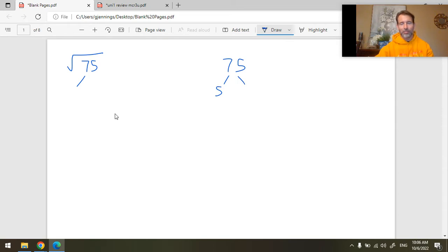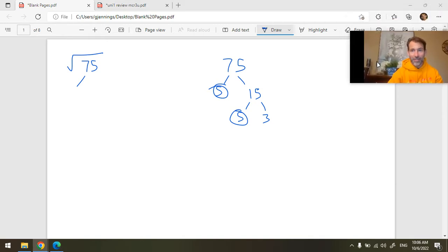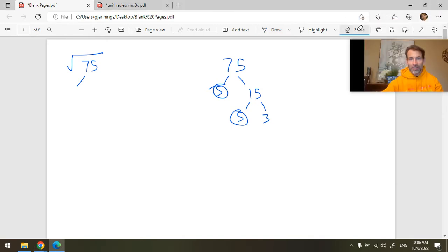5 multiply. Oh, wait, I could have taken the 3 out first. That might have been easier. Okay, 5 times 15. 5 times 3. Okay. Oh, there was a square. There's a square in there. 5 times 5. So this could be written as, let me move this. See how annoying that was? This is equal to the square root of 5 squared times 3. That square can jump out. This is equal to 5 root 3. Done. Okay, let's keep going.